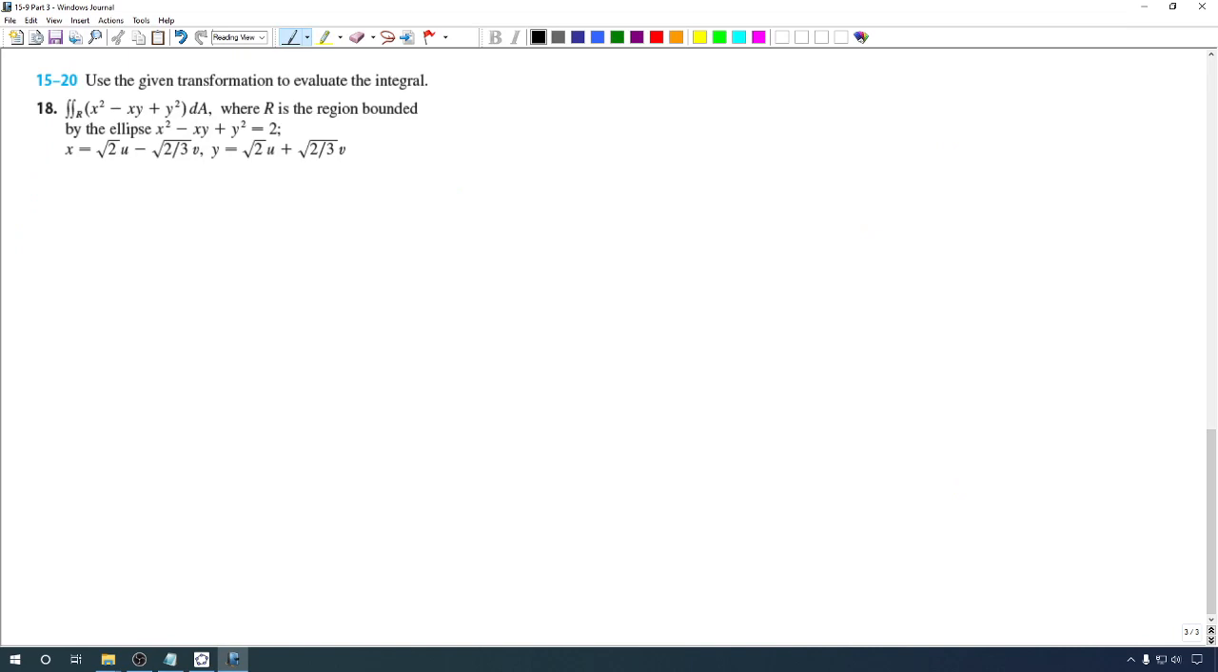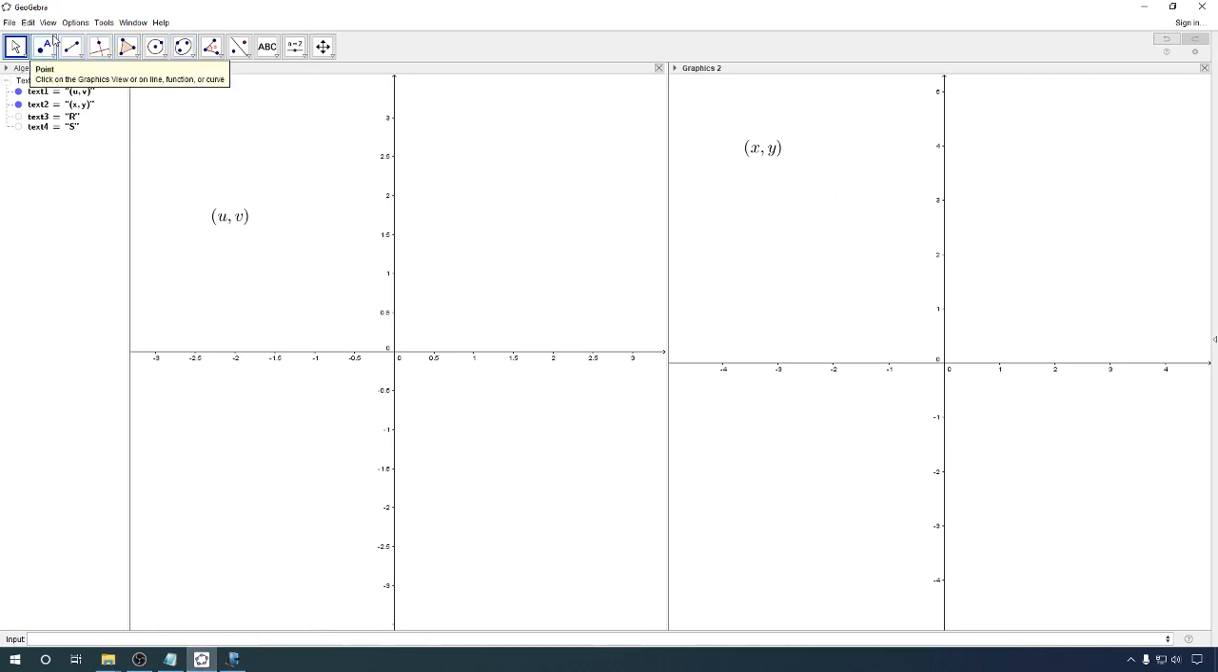Okay, let's work on problem 18. Here we have another integral of x squared minus xy plus y squared, where R is the region bounded by an ellipse. So the x squared minus xy plus y squared equals 2. That's an ellipse. Let's go ahead and plot it. So x squared minus xy plus y squared equals 2. We have an ellipse.